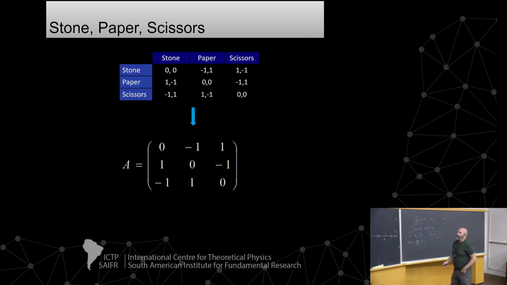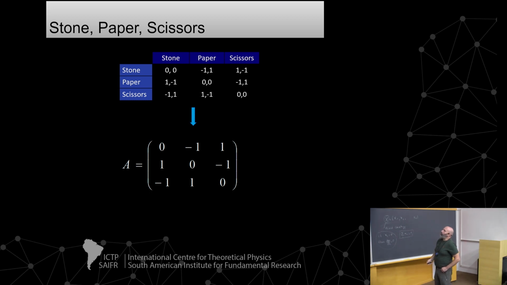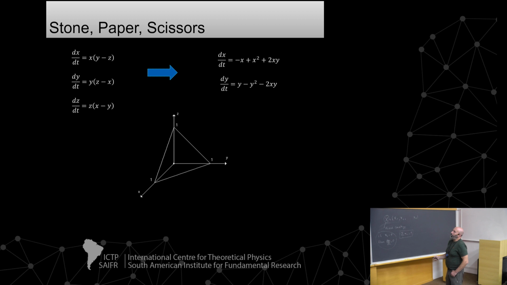Let's show you another game. This is again stone, paper, and scissors. Remember, this was the payoff, or this is the payoff matrix, actually. And here, if I write the replicator equations, we'll have this shape. This is the replicator equation for scissors. This is the replicator equation for paper. And this is the replicator equation for rock.